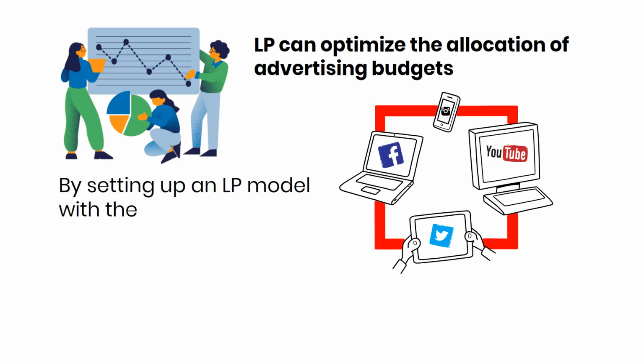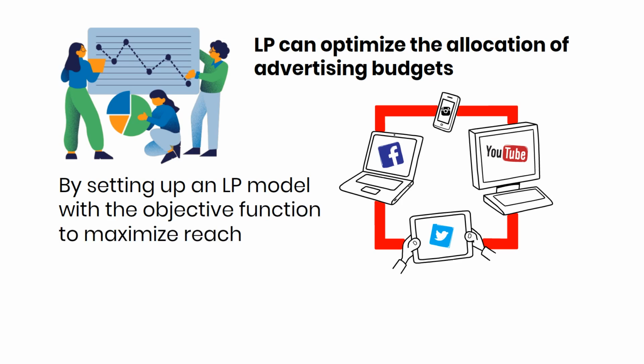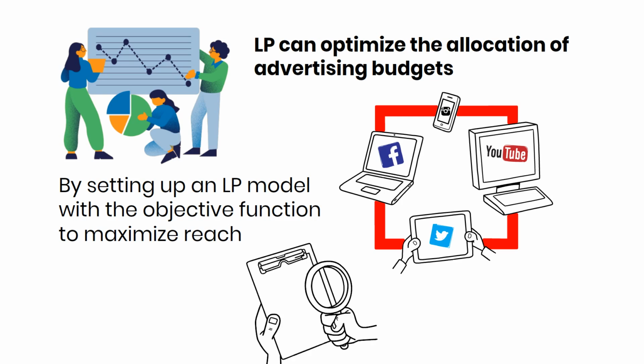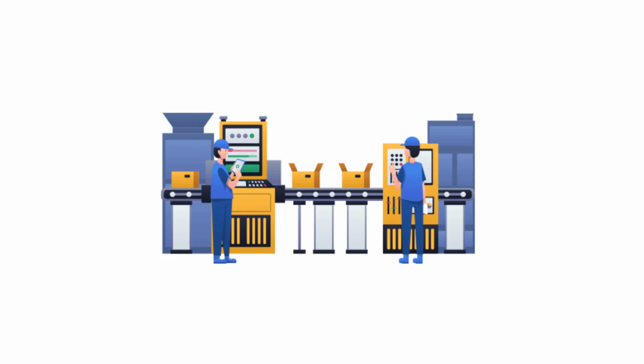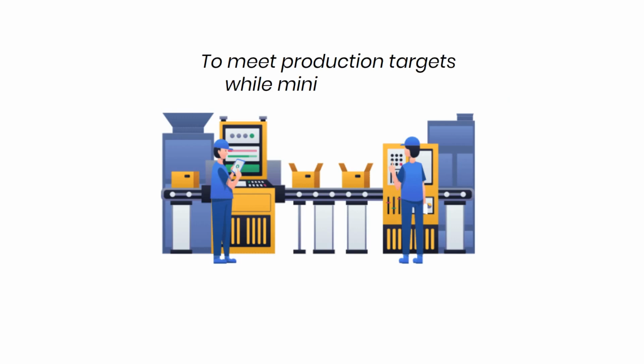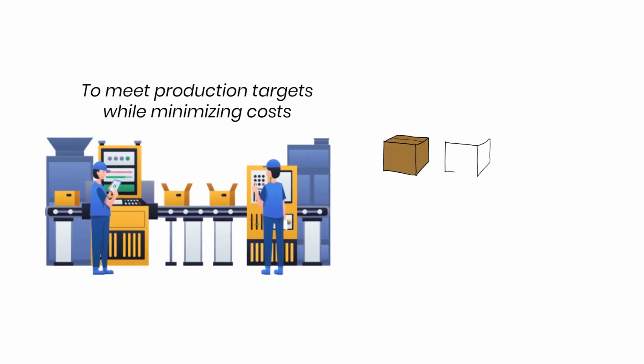By setting up an LP model with the objective function to maximize reach and constraints representing the budget and available advertising slots, the company can determine the optimal mix of advertising channels. In production scheduling, LP helps optimize the use of resources such as labor, materials, and machinery to meet production targets while minimizing costs. Consider a factory that produces multiple products, each requiring different amounts of resources.